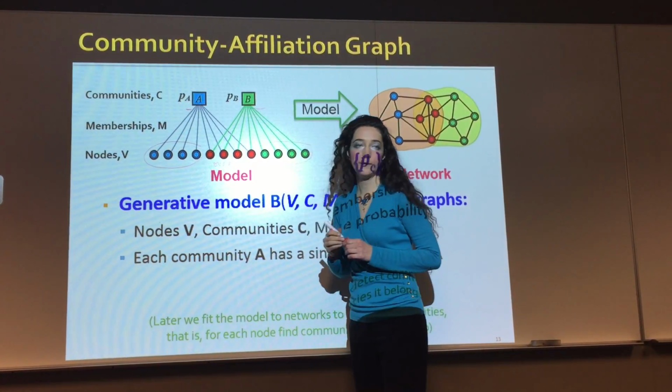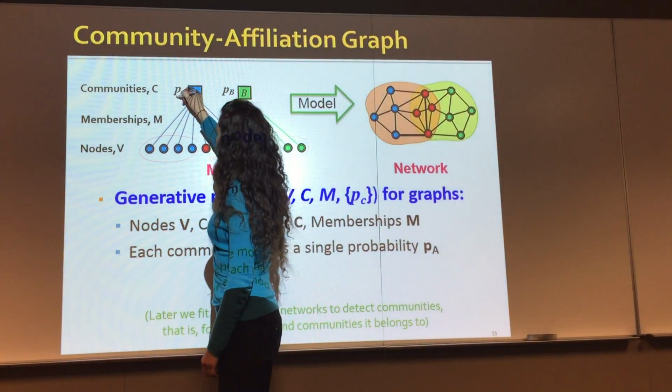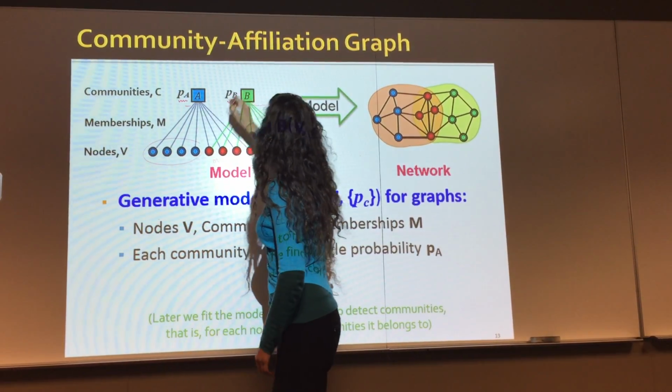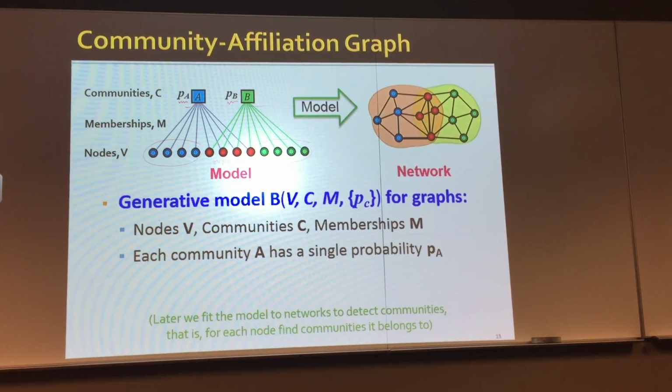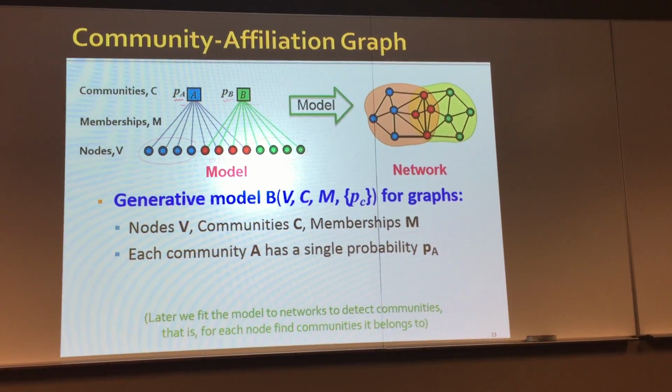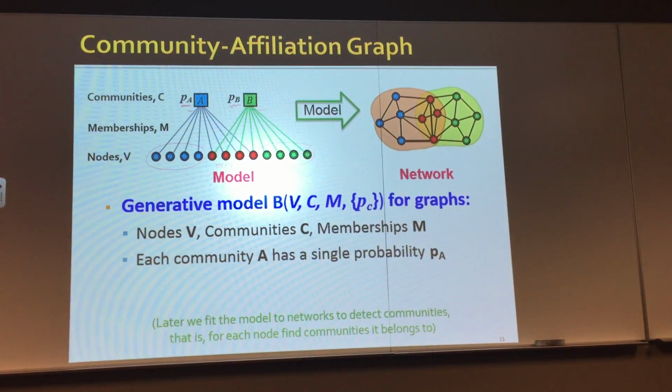Another thing we have here is some parameter. So parameter for community A, p_A, and parameter for community B, p_B. And that is a probability for that community.